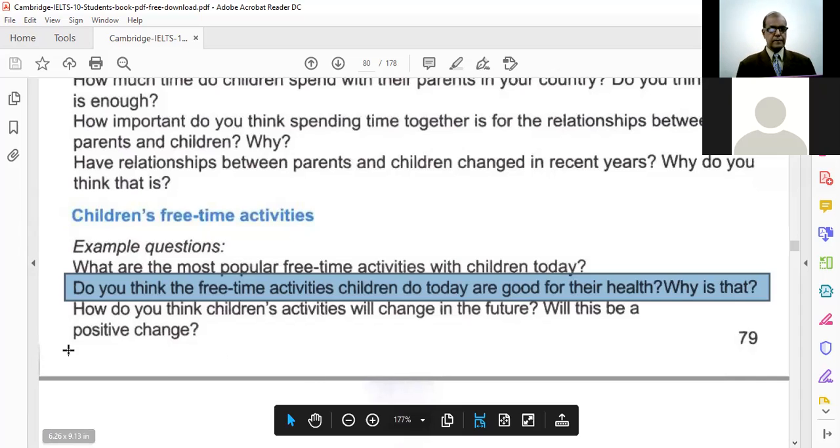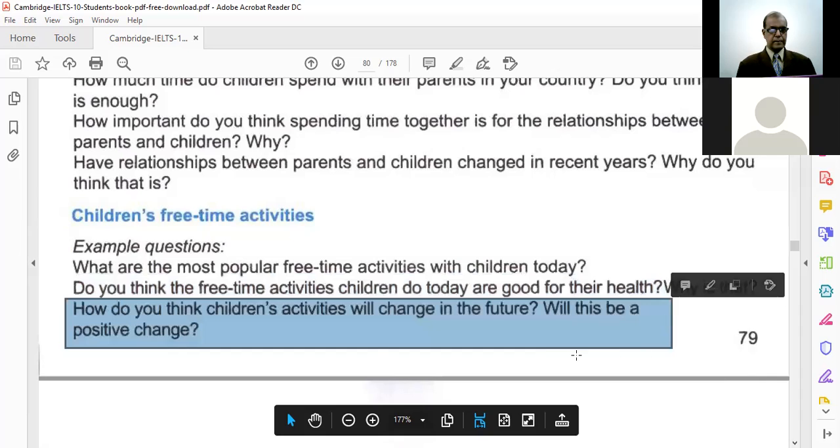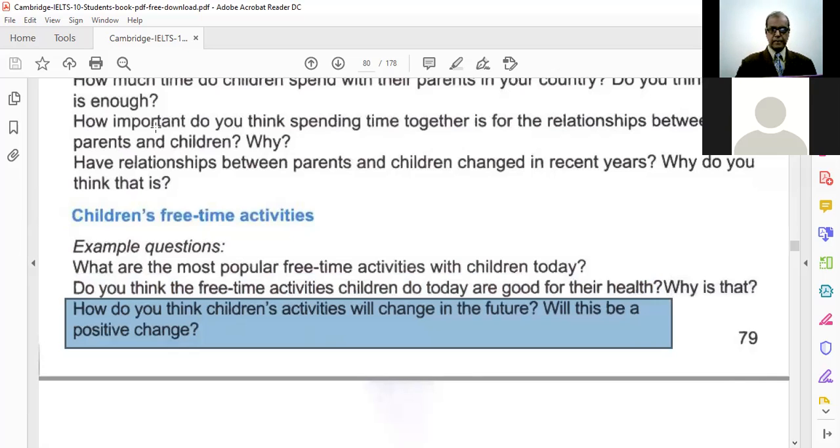So that's why I think they are not even benefiting from the education they receive from morning in their schools. These are very critical things which parents should consider, and parents must control their children so they don't get involved in these gaming activities and spoil their free time. The closing question is: why do you think that children's activities will change in the future? Will this be a positive change?